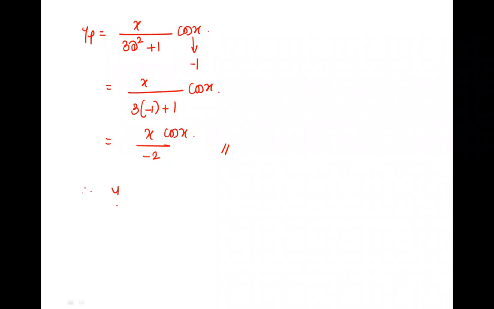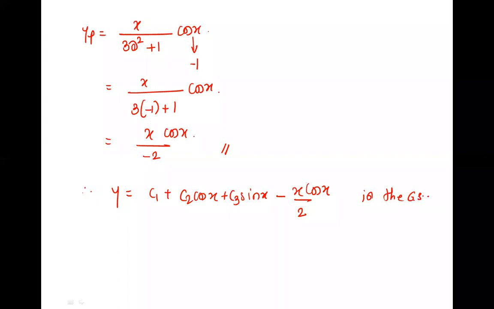Therefore, Y is equal to YC: C1 plus C2 cos x plus C3 sin x, plus YP. YP is having minus, so plus minus minus x by 2, x cos x by 2, is the general solution. Correct? Yes.